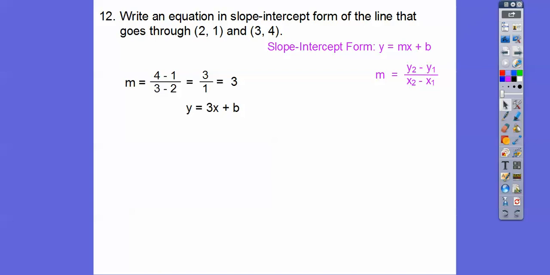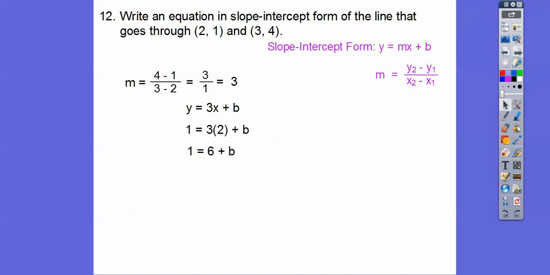To get b, you can substitute in. It doesn't matter. I'm going to do both of them on this one. I'm going to substitute in that for x and that for y. And then on the other one, I'll substitute in that for x and that for y right here, and then solve for b. And then whatever b is, then y equals 3x plus whatever we get for that b right there. Okay, so there that is.